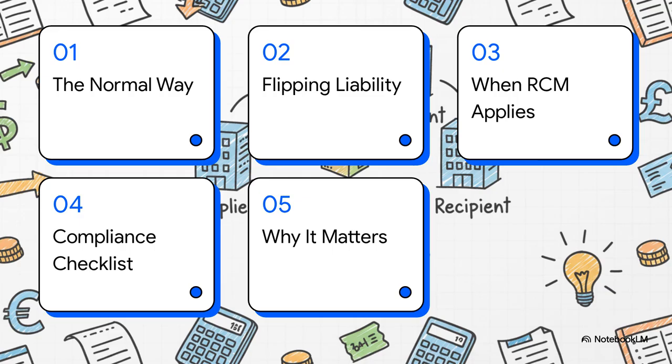We'll start with a quick refresher on how taxes usually work. Then we'll get into the nitty-gritty of how RCM flips that responsibility. We'll look at the specific times it applies. I'll give you a simple checklist to stay compliant. And finally, we'll cover the big question: why does this thing even exist in the first place?